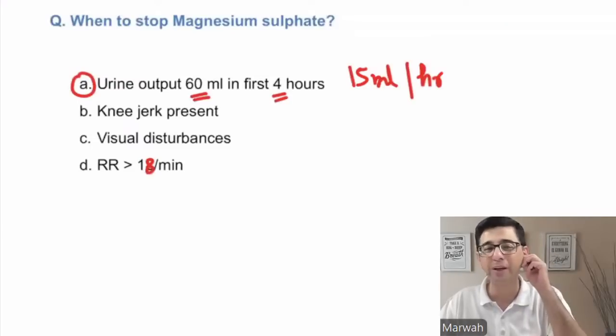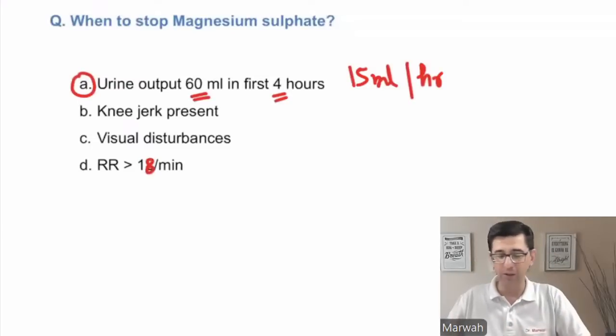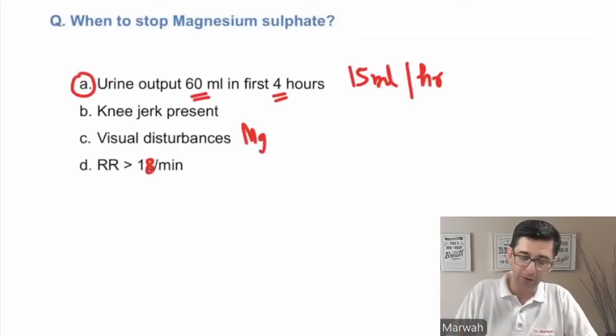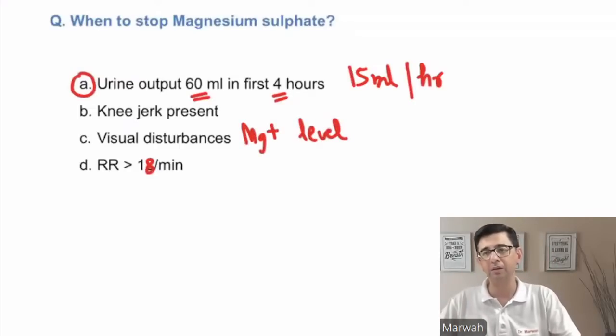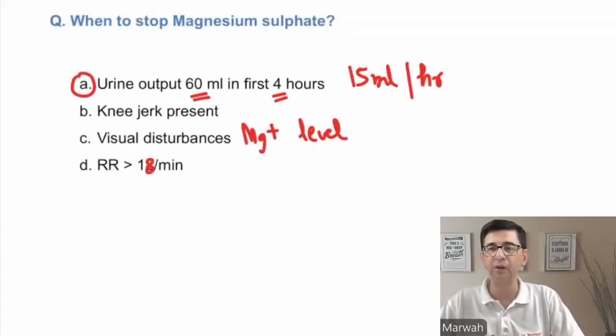We will not go for magnesium level to be checked. I'll put that visual disturbances, magnesium level to be checked. We will have to straight away handle the emergency part. That is, there is a decreased urinary output because BP would be lesser.